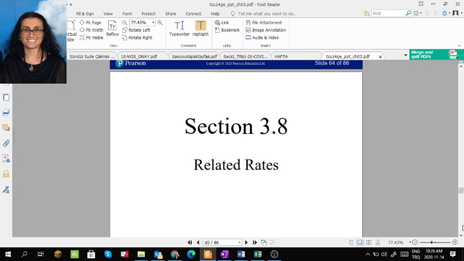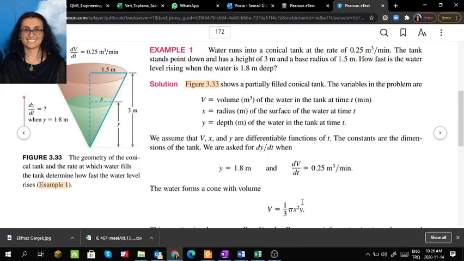And we will talk about word problems, as you would see, and afterwards solve a couple of word problems related to related rates. Let's look at example one in our book. What is the problem? Let's read.